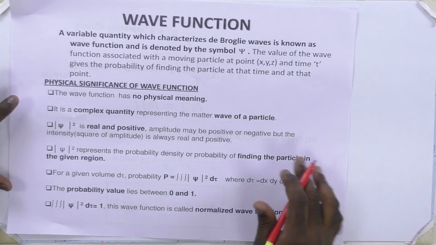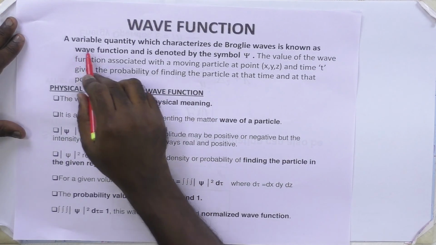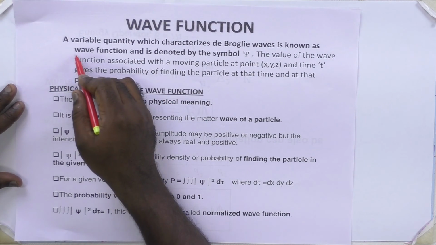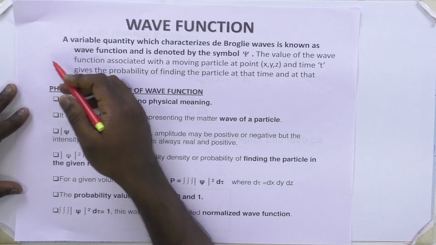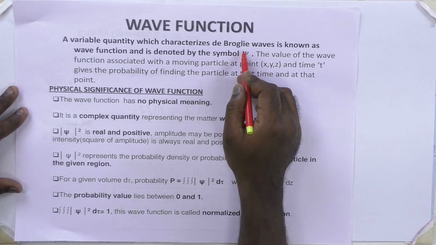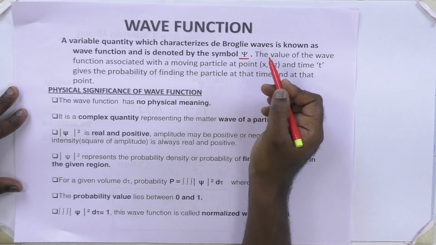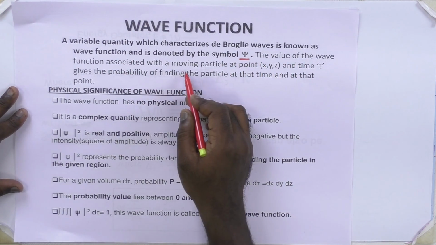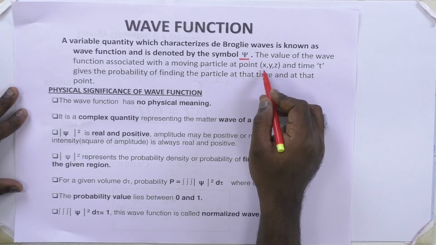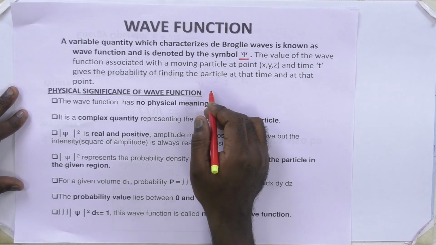So next, wave function. What are the properties of wave function? A variable quantity. First I want to tell what a wave function is. We have already derived that the wave function, which describes the characteristic de Broglie waves, is known as the wave function and is denoted by psi, right? The value of the wave function associated with the moving particle at coordinates x, y, z and time gives the probability of finding the particle at that time at that point.